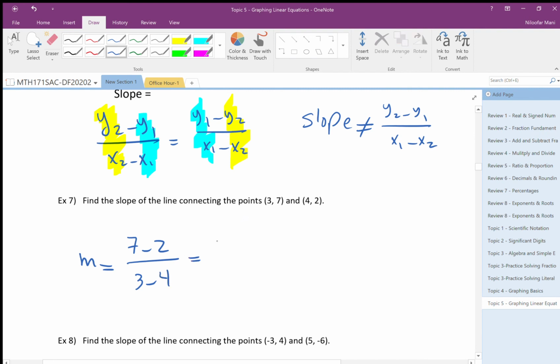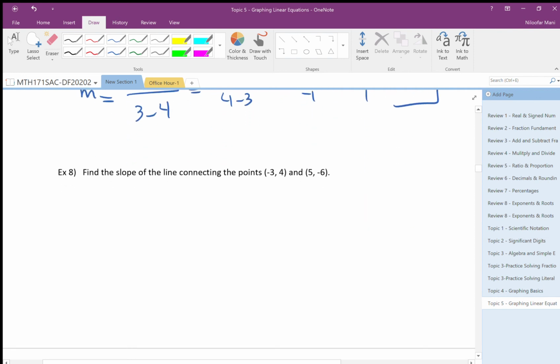Or it is 2 minus 7 over 4 minus 3, which for the first one is 5 over minus 1, which is minus 5 over 1, and which is minus 5. Okay, that's the slope, right? How about this one here?